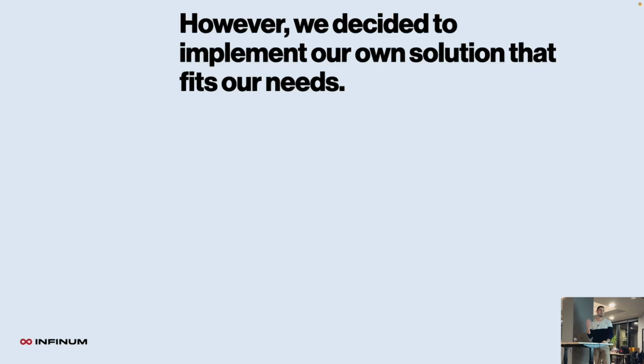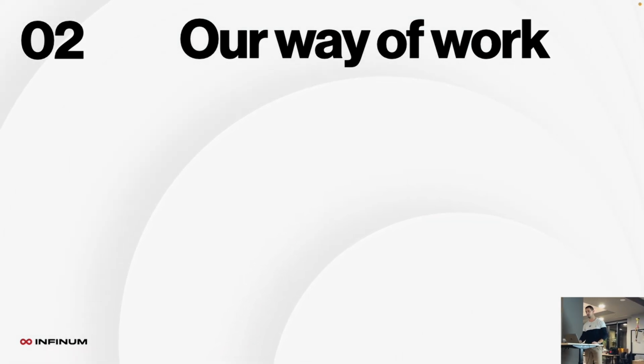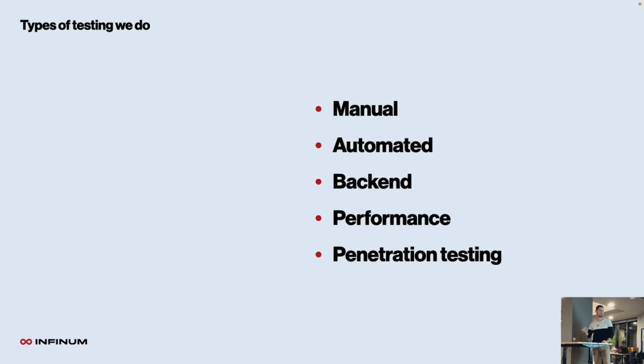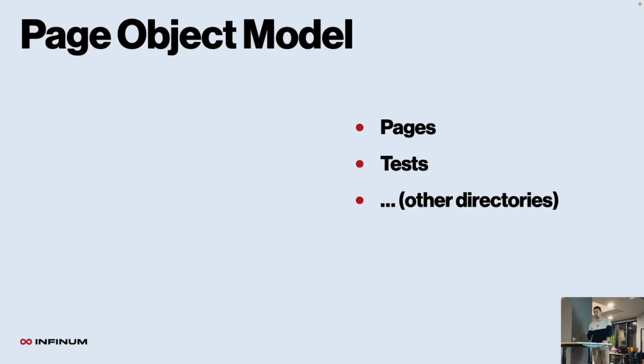However, there are some drawbacks to all of these tools, such as you don't have access to the code base for them. They usually cost a lot, and you cannot make changes like you can for some framework that you have in-house. And that's why we decided to implement our own solution. These are the testing types that we do at Infinum, but here I will focus mostly on automated testing and web automated testing, to be specific.